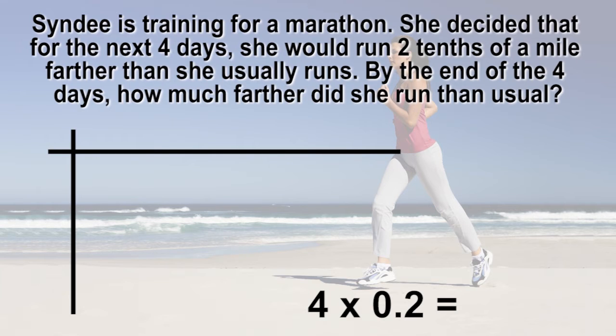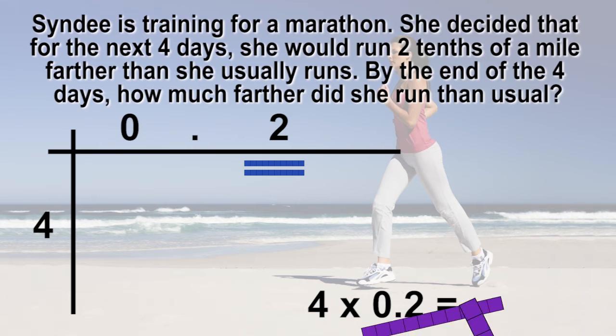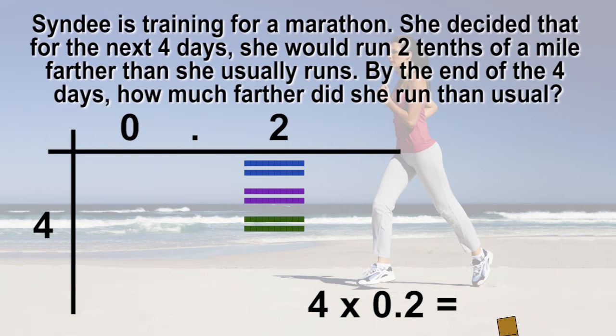4 is the number of groups or number of rows, and it will be written on the side of the array mat. 2/10 is the number in each group and will be written at the top of the array mat. Place 2/10 rods in the first row of the mat. This represents the 2/10 mile extra Sydney ran on the first day. There are 3 more days to represent. Place 2/10 in the second row, 2/10 in the third row, and 2/10 in the fourth row. There are a total of 8/10. Sydney ran an extra 8/10 of a mile.